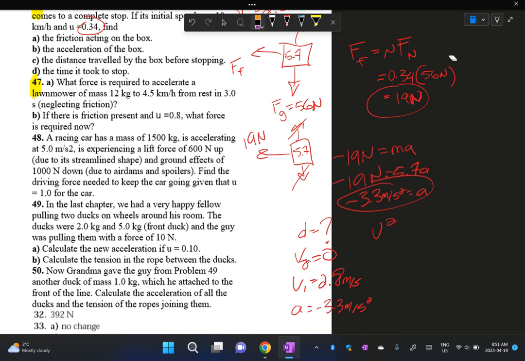V2 squared equals V1 squared plus 2AD. So V2 is 0, and you're going to get 2.8 squared plus 2 times negative 3.3 times the displacement. I guess I'll do that. So you have to move the 2.8 squared over.